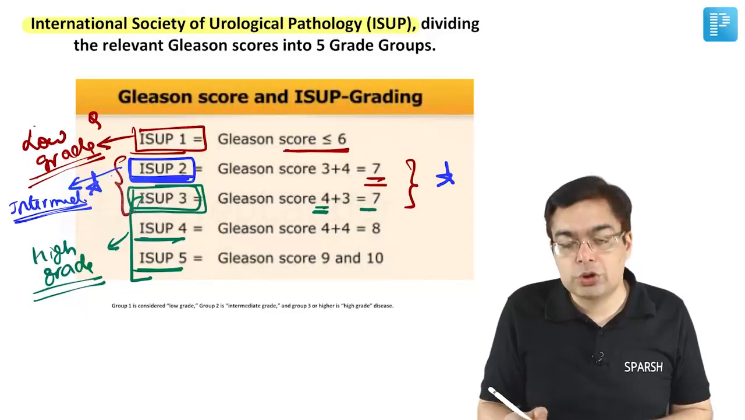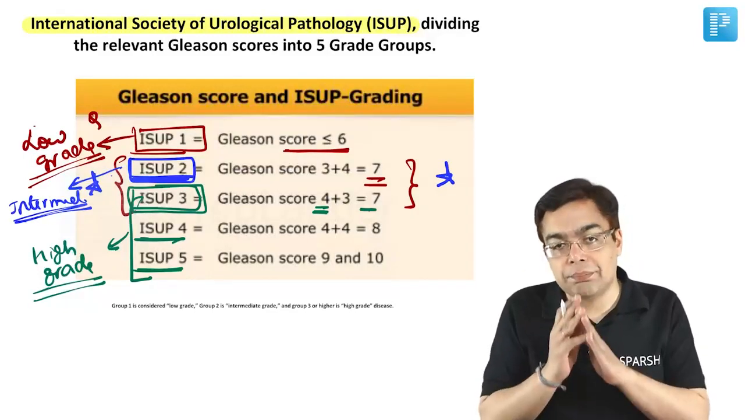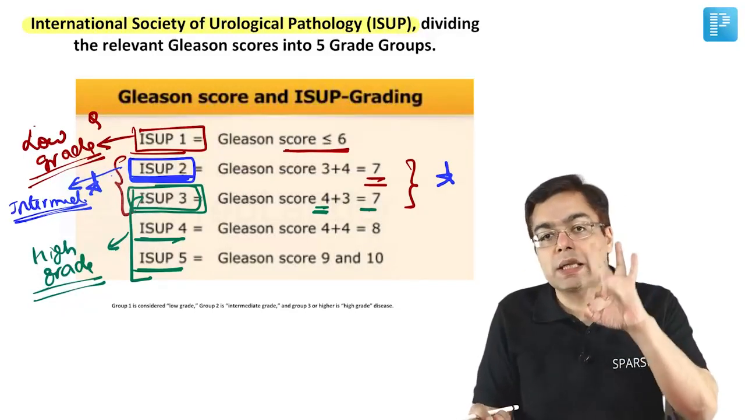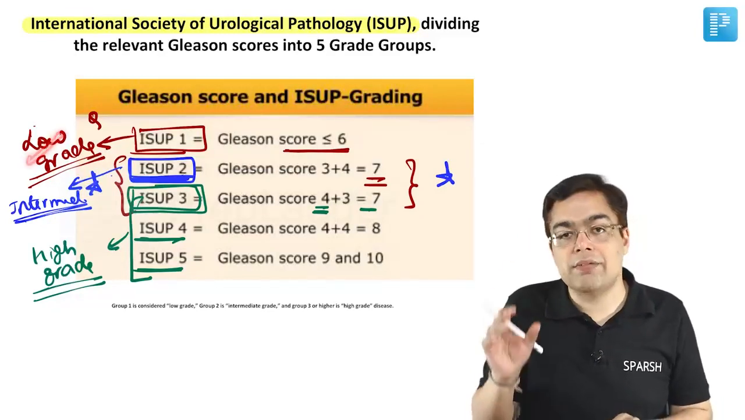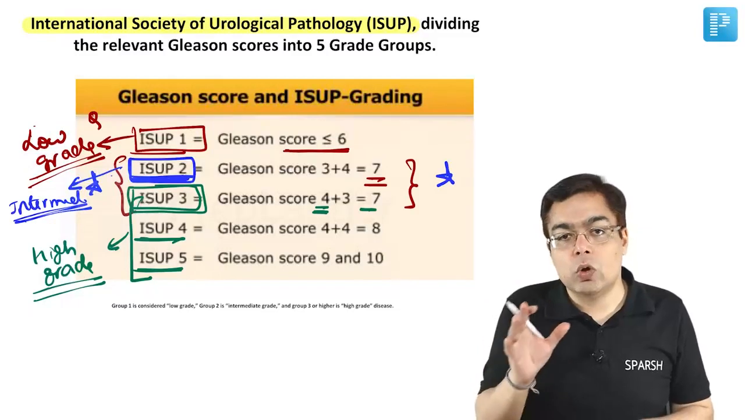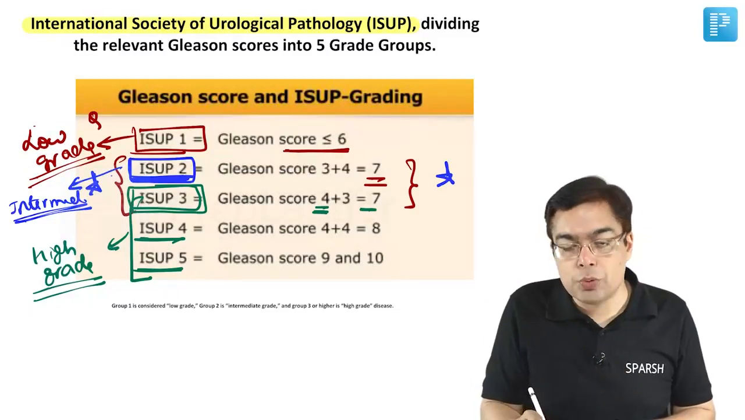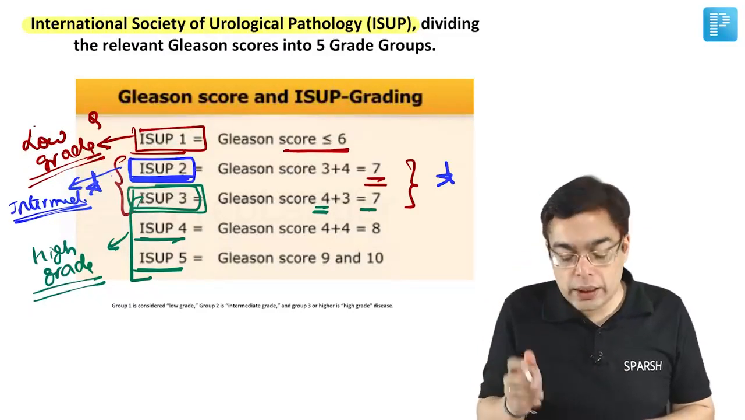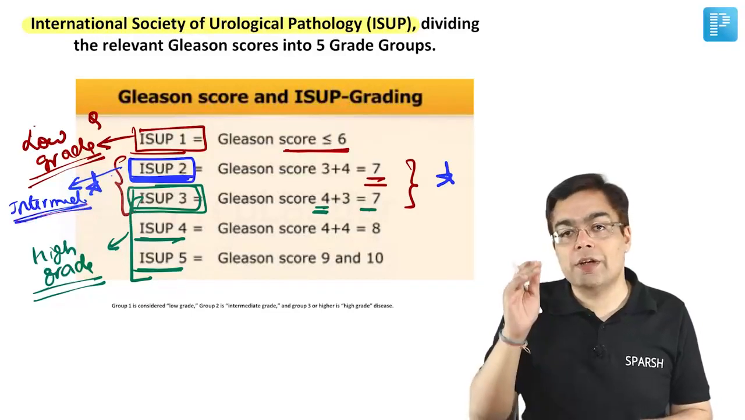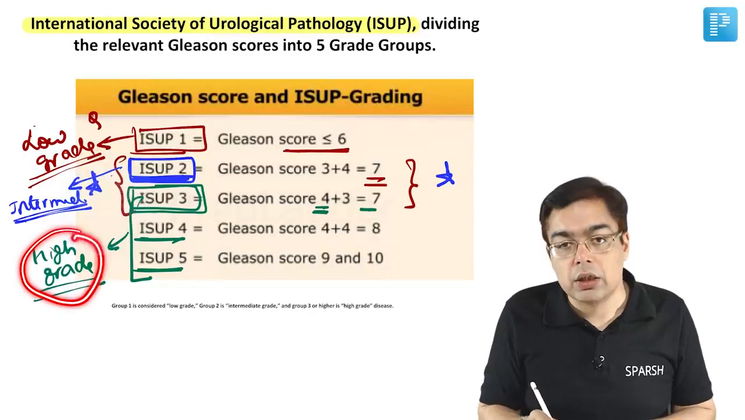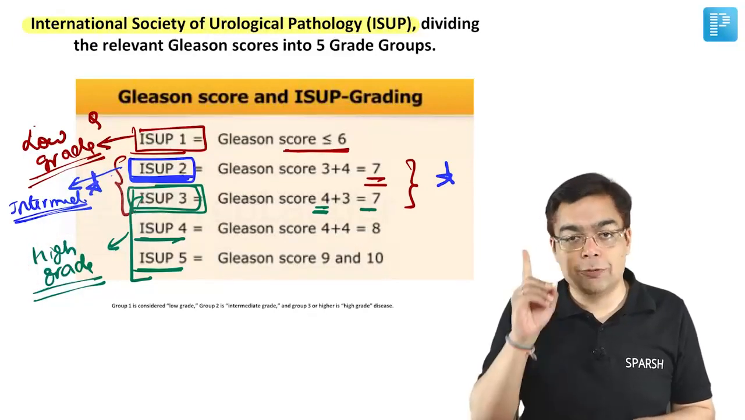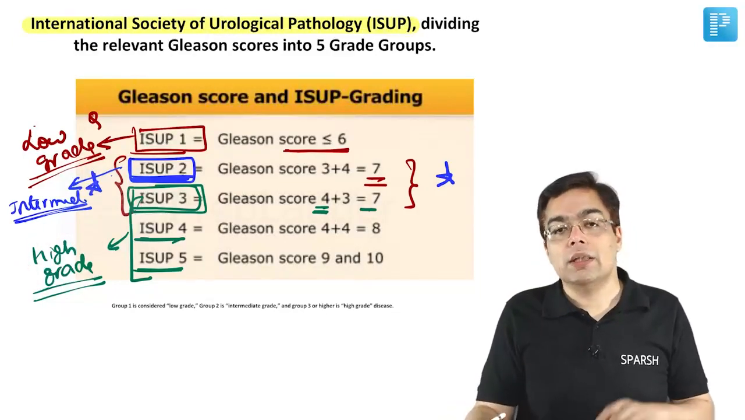So as per the International Society of Urological Pathology, it is important for us to appreciate that there are just three important grades as per them. One, which is going to be low grade, which means having a score of 6 or less than 6, which is ISUP 1. If you get ISUP 2, that is going to be intermediate. If the grade is ISUP 3, 4 or 5, then that is going to be a high grade.